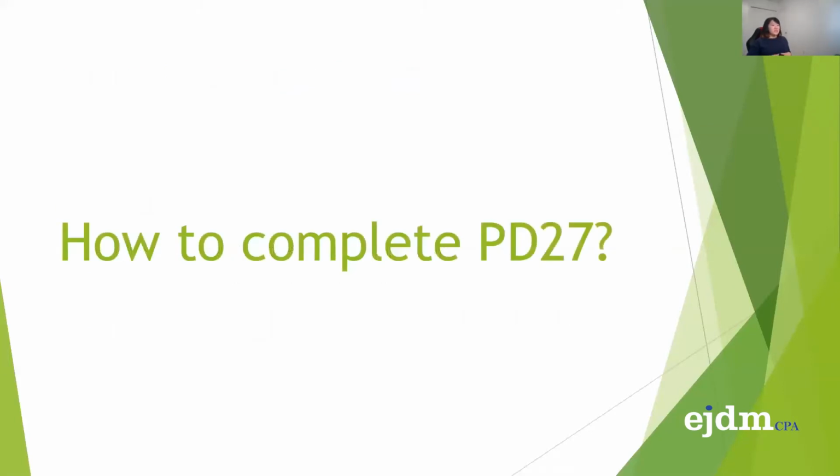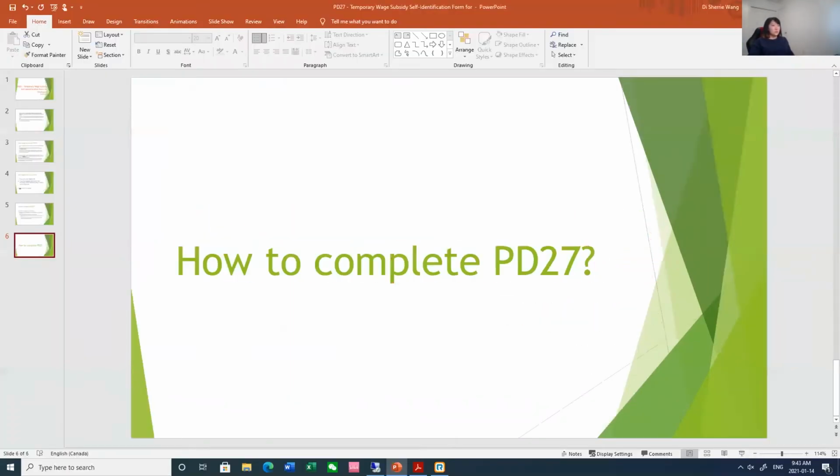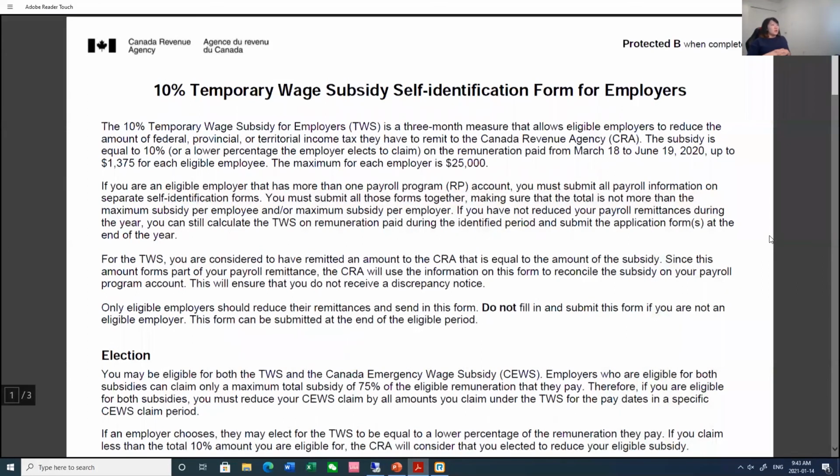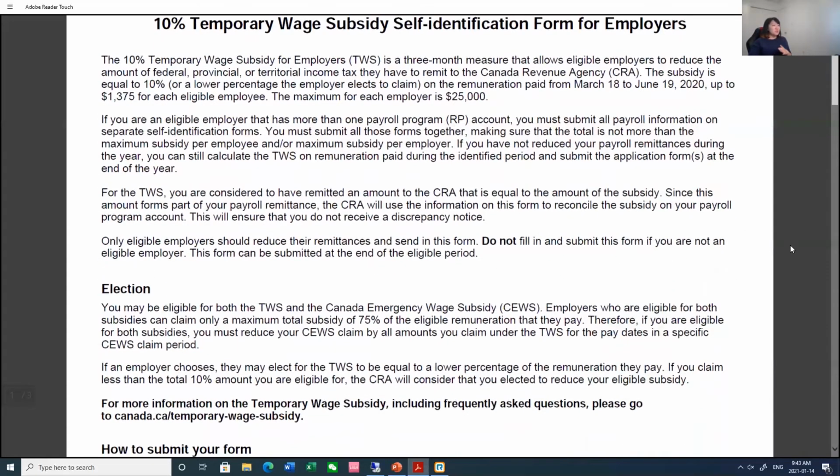How to complete the PD27 form. Now I'm going to go through the form itself with you. This form contains 3 pages. Page 1 contains a lot of information, most of which we have already covered in our presentation.